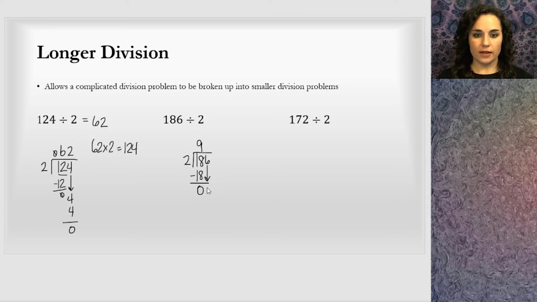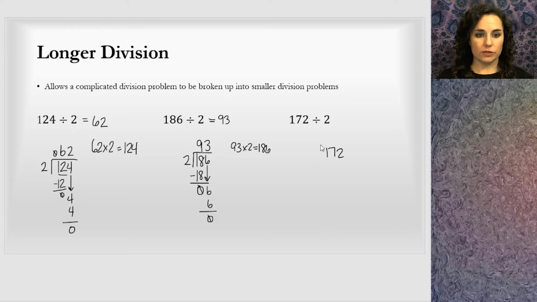Bring the 6 down. I ask myself, how many times does 2 go into 6? 2 goes into 6 3 times. 3 times 2 is 6, and I have nothing left over. And I expected that, nothing left over. I know this is an even number, so that 93 times 2, I get 186. Let's do the last one here.